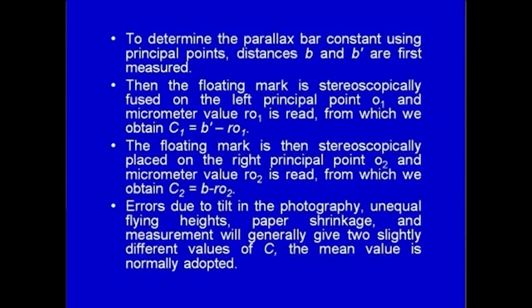To determine the parallax bar constant using principal points, distances b and b dash are first measured. The floating mark is then stereoscopically placed on the right principal point O2, and the micrometer value R O2 is read, from which we obtain C2 is equal to b minus R O2. Errors due to tilt in the photography, unequal flying heights, paper shrinkage and measurements will generally give two slightly different values of C. The mean value is normally adopted.